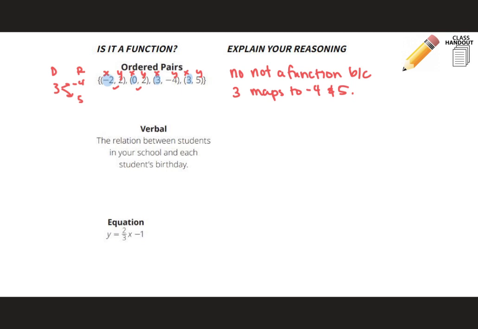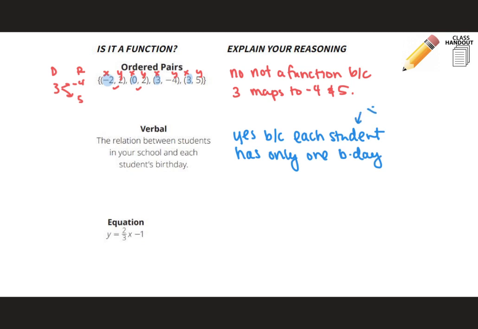So for this, we're going to say yes, because each student has only one birthday. And in this case, each student is our X value, and the birthday would be the Y value. So for every X value, there's only exactly one Y value.